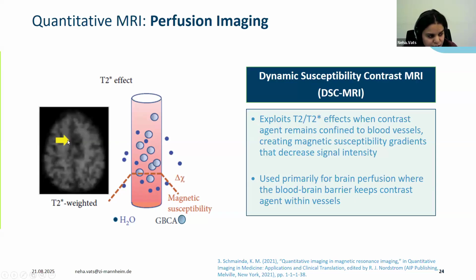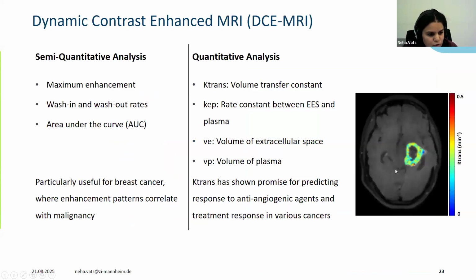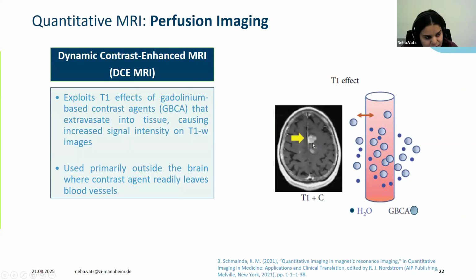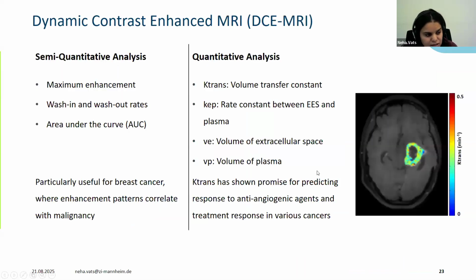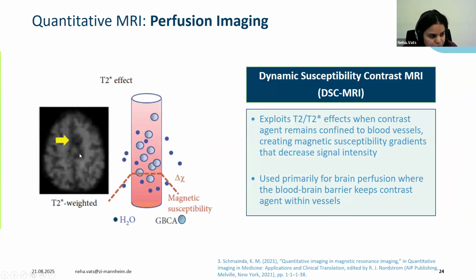So you can see with the yellow arrow, the tumor which was bright in this case in the T1 effect is now looking darker in the T2 effect. It is used primarily for brain perfusion where the blood-brain barrier keeps contrast agent within the vessels.